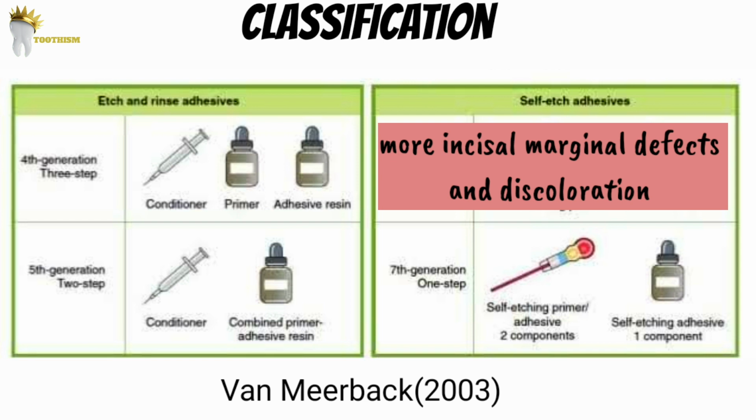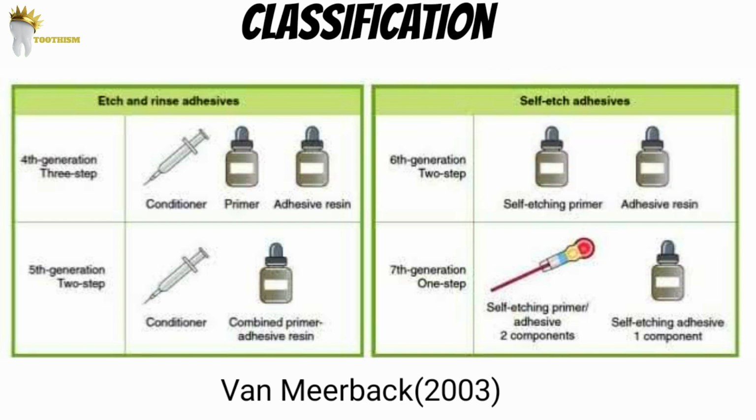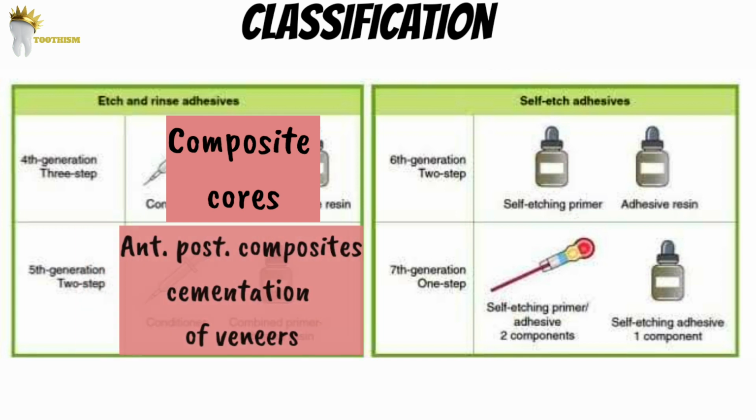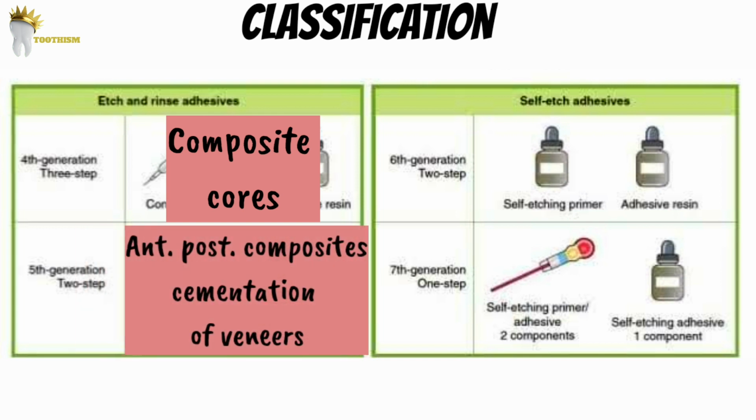So how to choose which adhesive systems to use? Remember, it depends on the clinical application. We will see some general recommendations for specific situations. For bonding composite cores, 4th generation systems are usually recommended. For bonding anterior and posterior composites and cementation of veneers with resin cements, 5th generation systems provide the best performance.